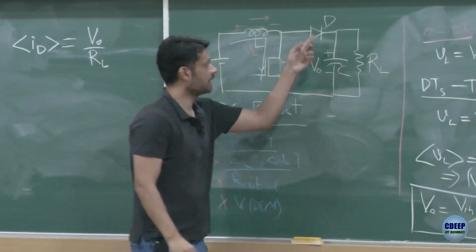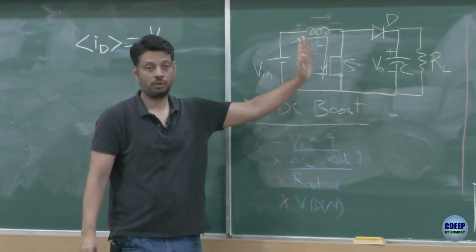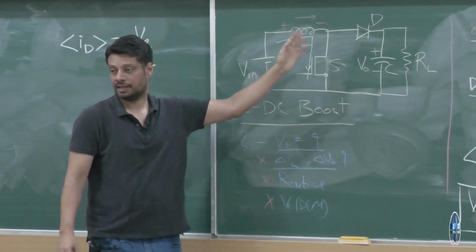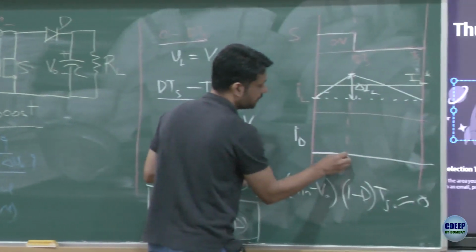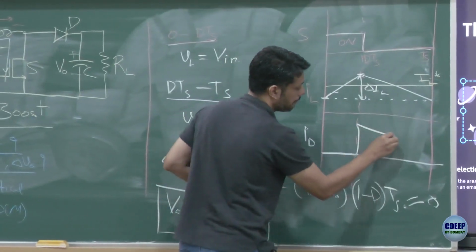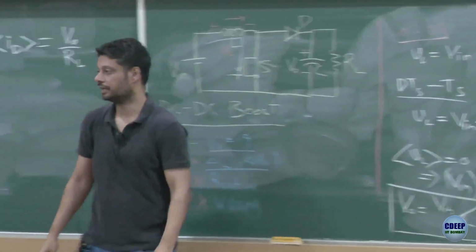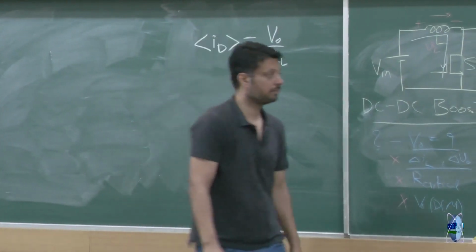So, what will be the diode current when switch S is on? How much is the diode current? 0, and when switch S is off, diode current is equal to inductor current, right? Same current. So, from this waveform, I can see that this is how the diode current would look like. Is that okay?